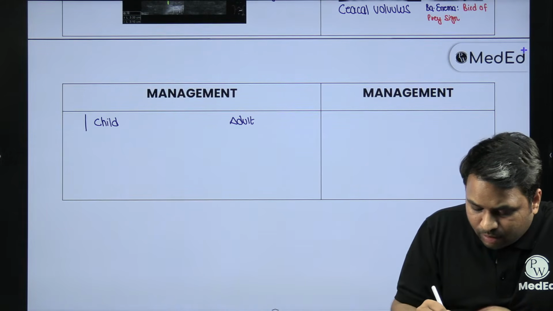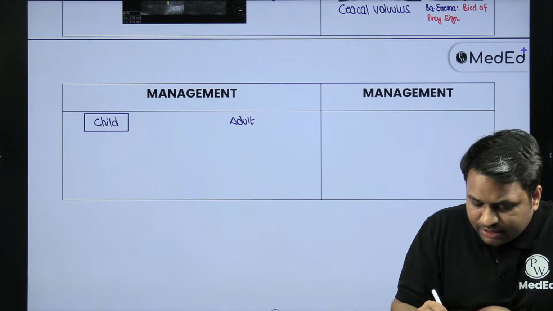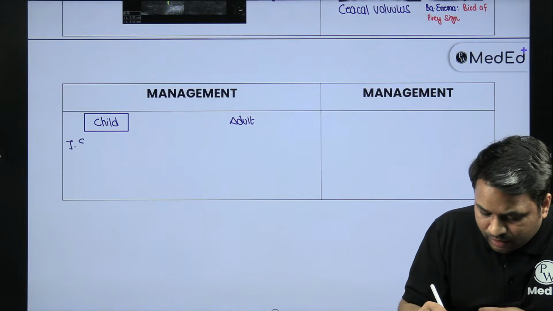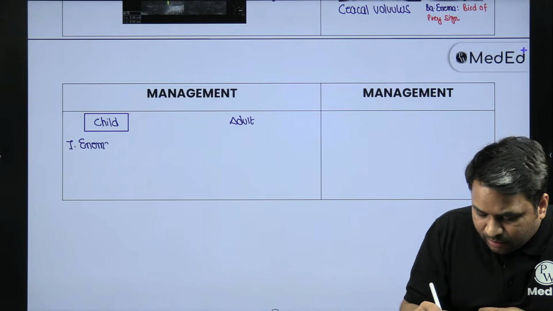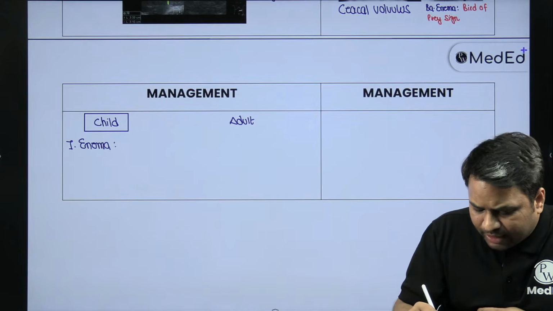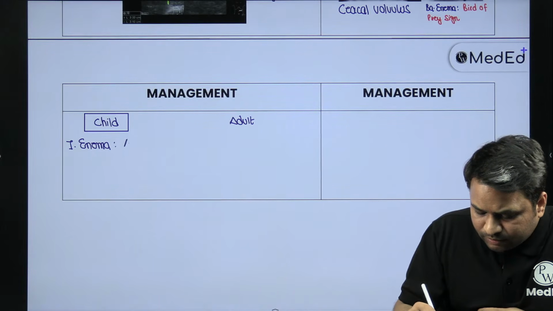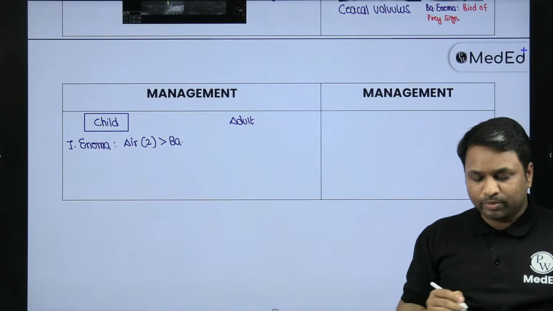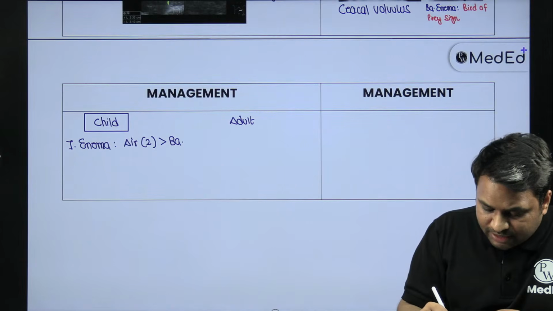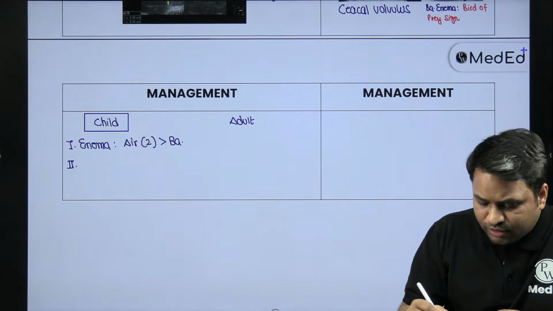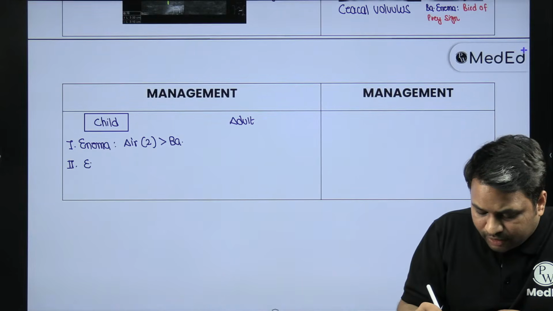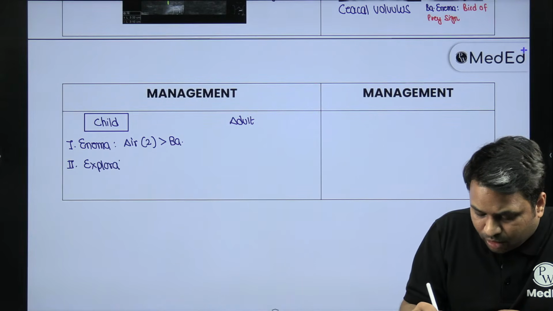In a child, when you talk about intussusception, the first is going to be enema. When you give enema, we give 2 attempts of air enema, then the last attempt is barium. So there are 3 attempts of enema that should be given. If it is not resolved, then take the patient for exploratory laparotomy.